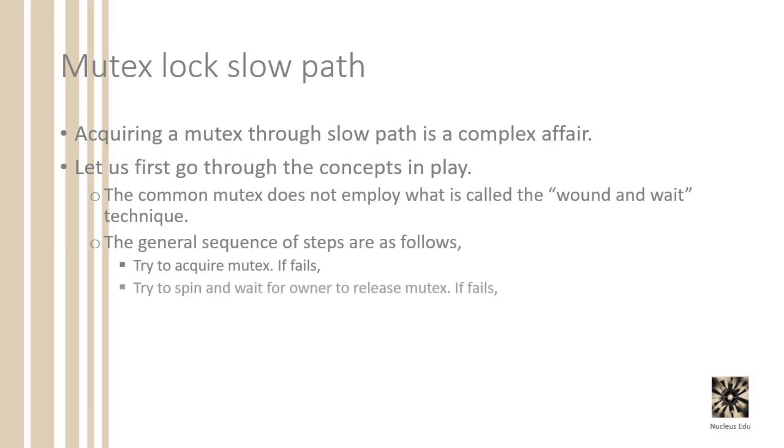Right, and if that fails, then this is the important step which differentiates mutexes and semaphores, where it's going to try to spin and wait for the owner who holds the mutex to release it. We're going to look into this in detail a little bit later, but let's move on to the next step. And if that also fails, the second step fails, then it's going to do what a semaphore does. It's going to sleep. It puts itself to sleep, and when it wakes up, it's going to try to acquire the mutex again. If it fails again, it's going to loop this last step again and again.